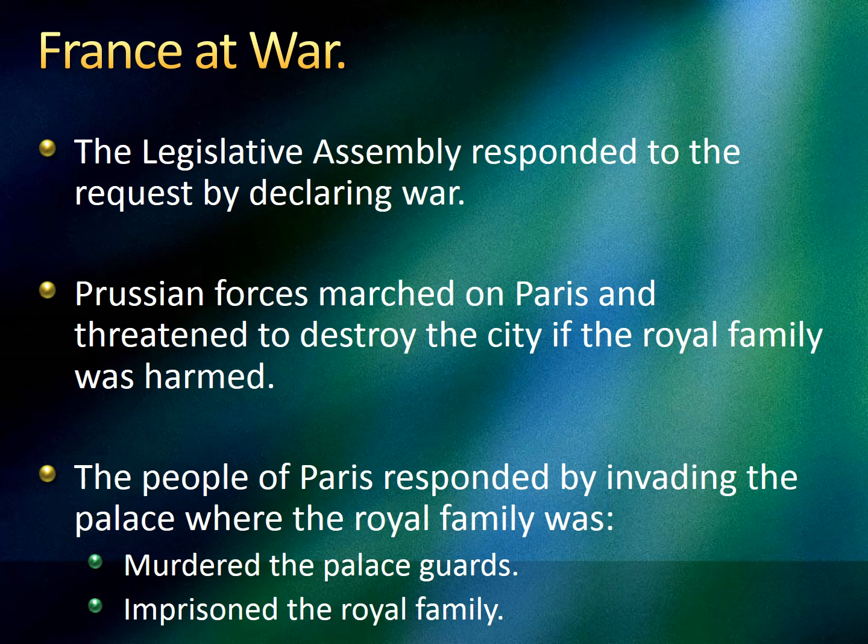So with France at war, the Legislative Assembly responded to the request by Austria and Prussia by declaring war. After this happens, Prussian forces are going to be very successful during the war, and they're going to march on Paris, and they threaten to destroy the city if the royal family was harmed. Now, the people of Paris obviously don't take to this. They respond by invading the palace where the royal family was, and they murder the palace guards, and they're going to imprison the royal family. So King Louis and Marie Antoinette, and I believe the children as well, they're going to be imprisoned as well.